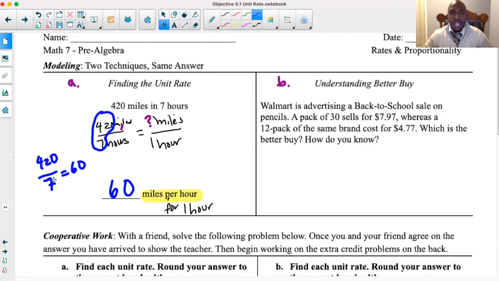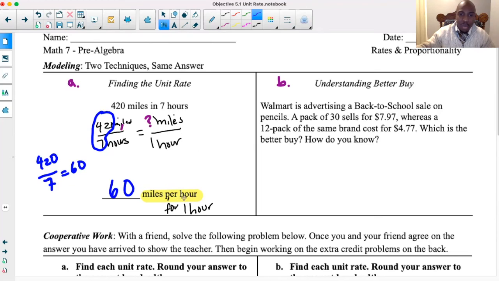Got it. But they want me to find the unit rate. Unit meaning one of something. One of what? 1 of miles or 1 of hours? What do you want me to find 1 of? In this case, you go straight down to what they're asking you down here in the answer. Miles per hour. Set that up like a fraction. Put the first word on the top and the second word on the bottom.